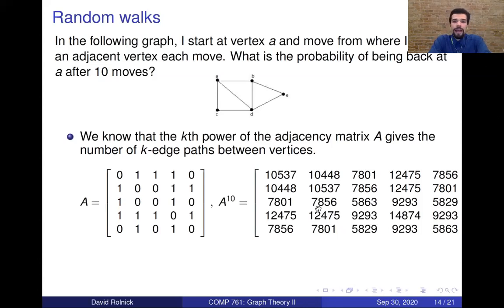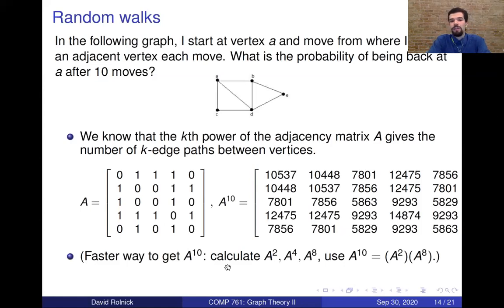But if you were to do it by hand, you could do it pretty fast by just calculating A squared, then squaring that to get A to the 4th, A to the 8th, and just use A to the 10th is equal to A squared times A to the 8th. So you could actually do this by hand if you wanted. Certainly way easier than trying to count all the paths by hand, because there are a lot of them.